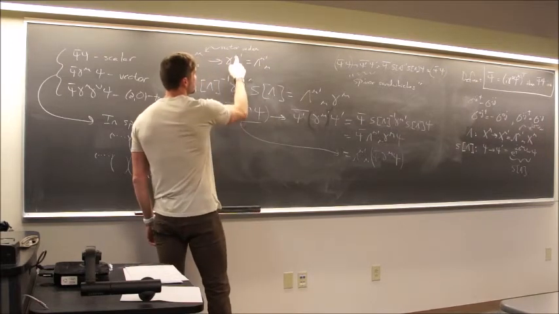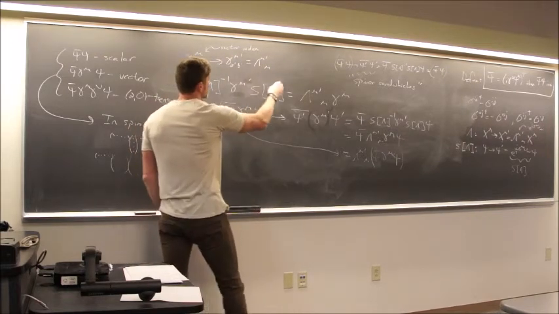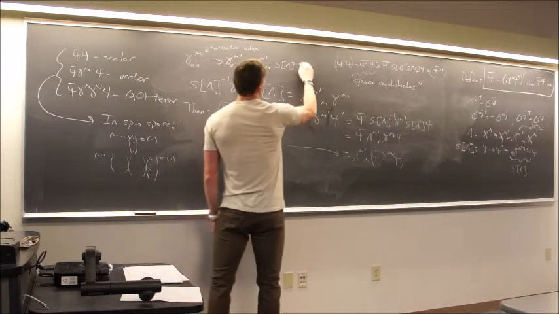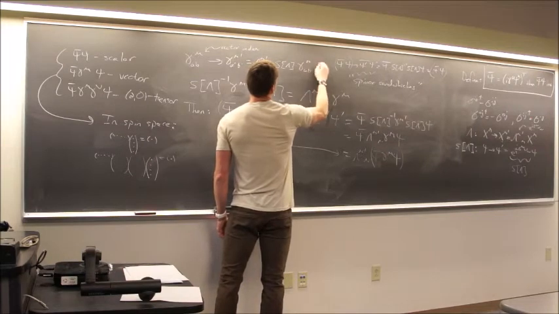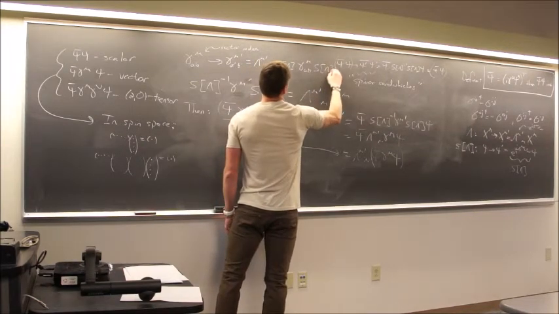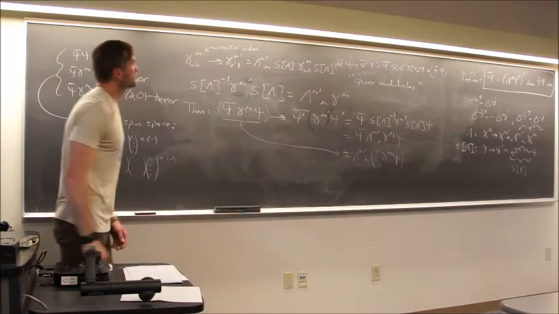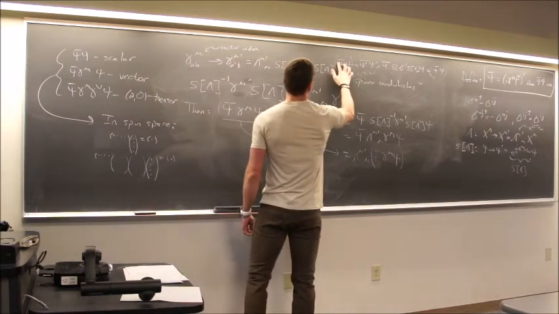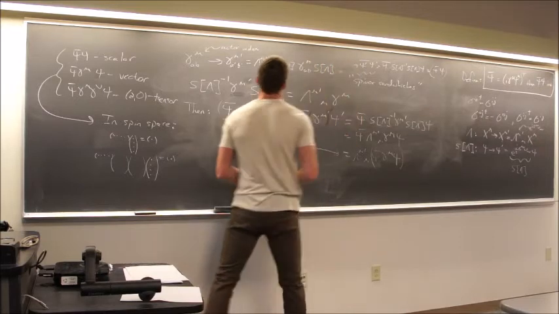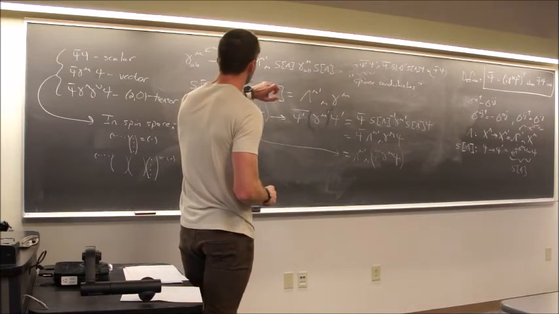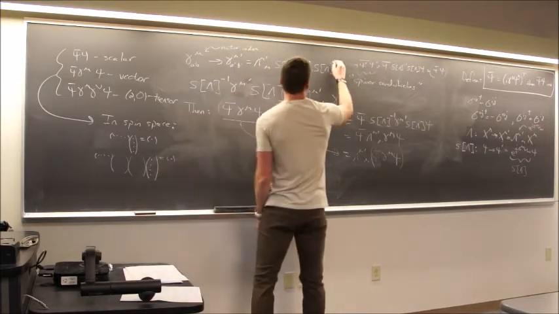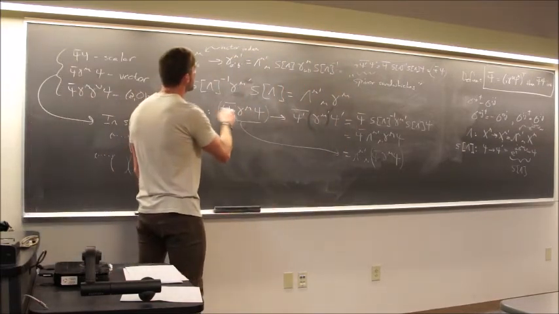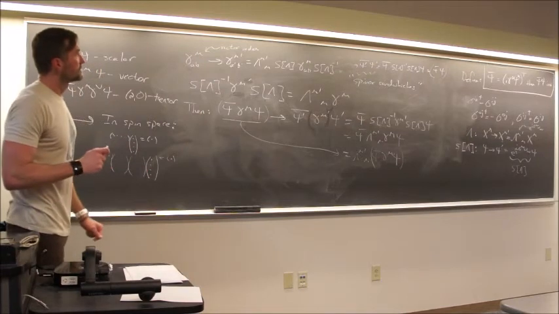We know that this is a vector index, so we transform it like a vector. And then this is going to have one guy like that, and one guy like that, and one guy like that. Why is that inverse?